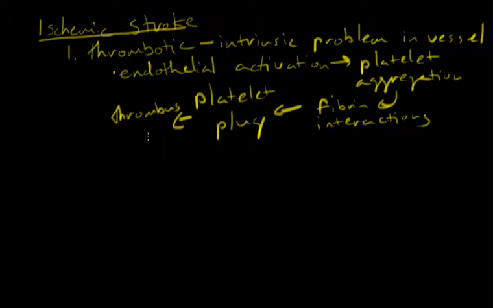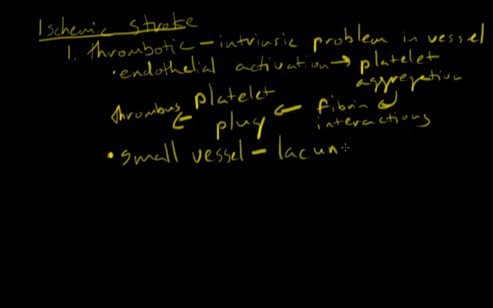parts of the body that really matter. So there are two types of thrombotic ischemic strokes. The first one is small vessel or lacunar stroke or infarct. And the other one is large vessel.